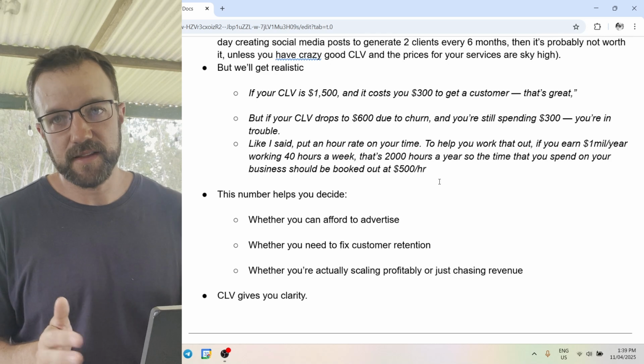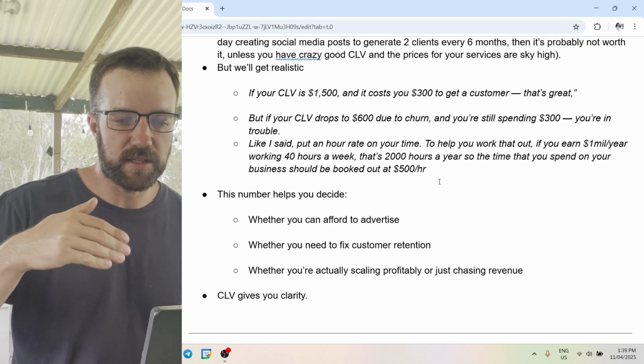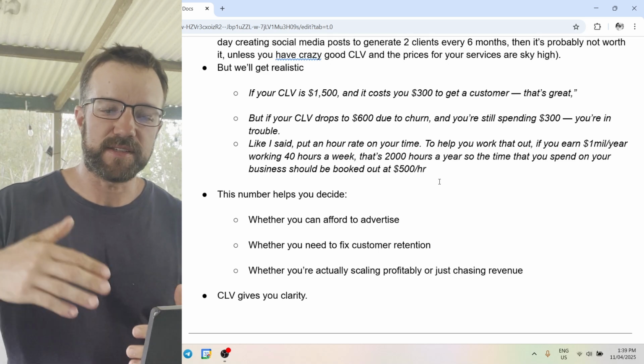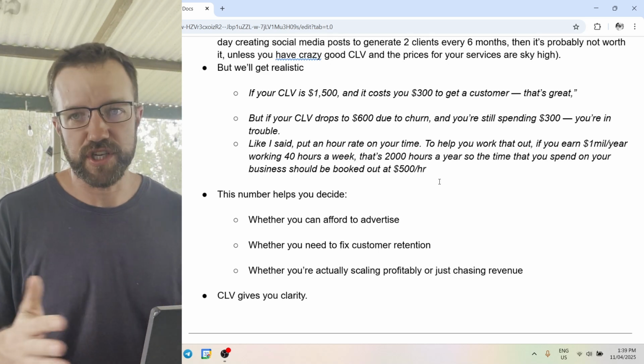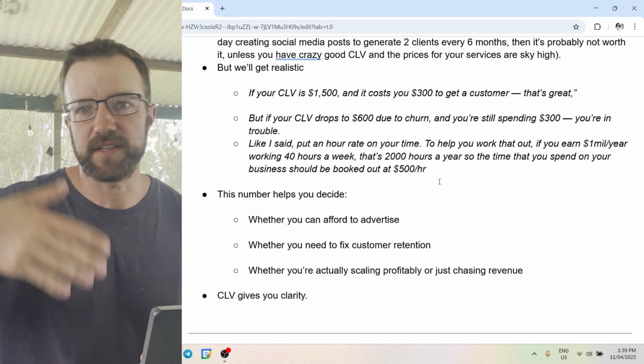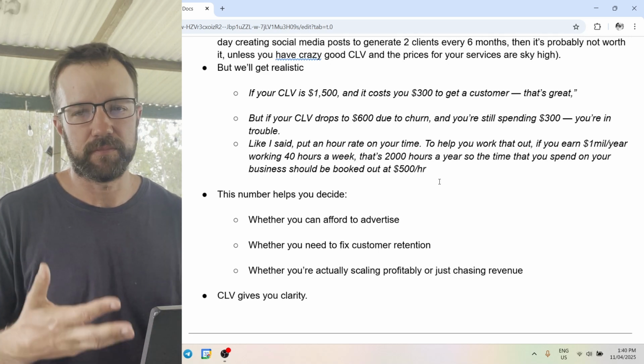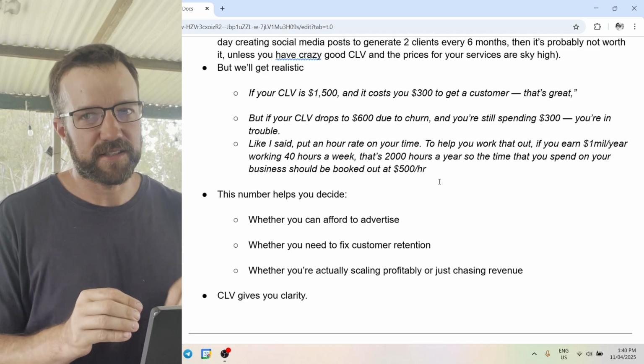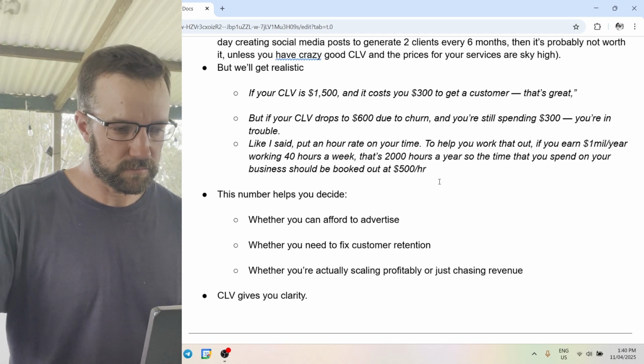So these numbers will help you decide whether you can afford to advertise, whether you need to fix customer retention, or whether you're actually scaling profitably or just chasing revenue, trying to bring in those extra customers to make actual profits. It just gives you clarity. It just makes everything so clear.